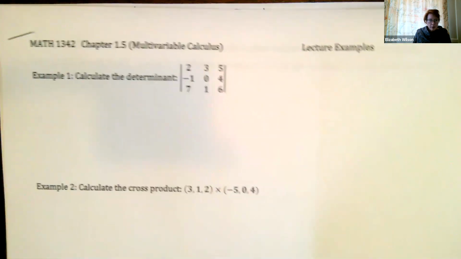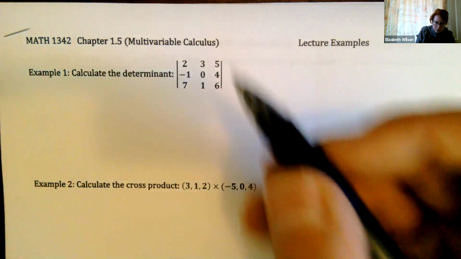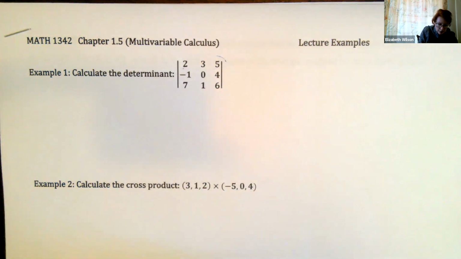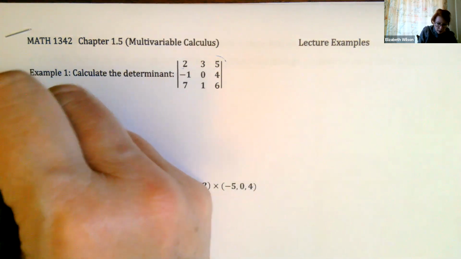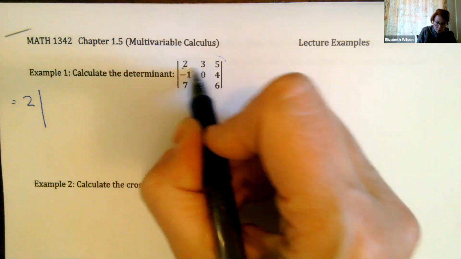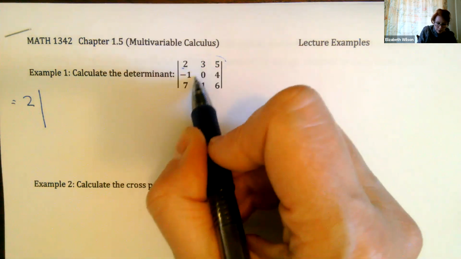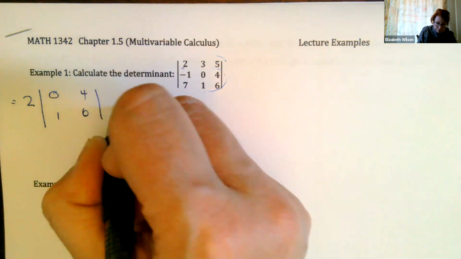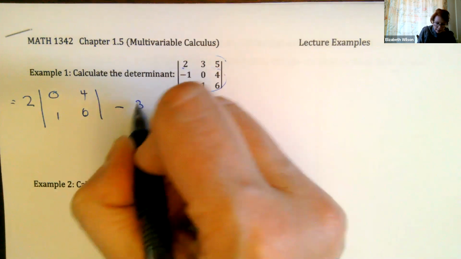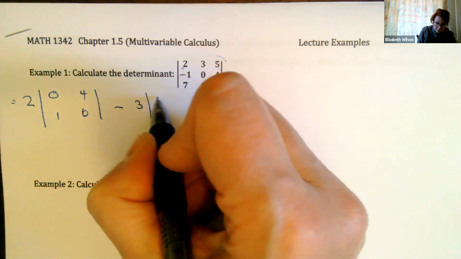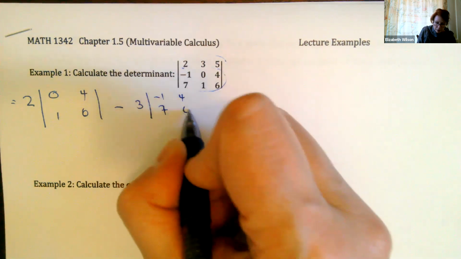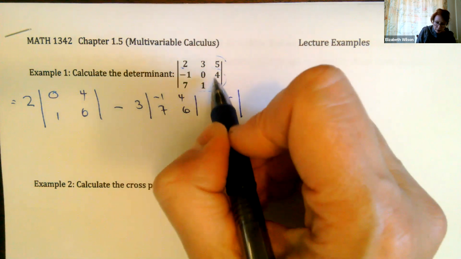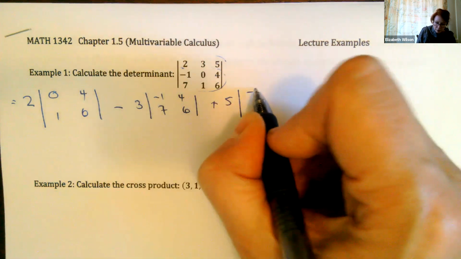All right, example 1, we're going to calculate the determinant. So like I said, we're going to focus on what we call the first row expansion. So I'm going to say this is equal to 2 times first row, first column. I ignore that and I build up a mini matrix, 0, 1, 4, 6, minus 3 times first row, second column. I ignore those. Plus 5 times first row, third column. I ignore those and I build up what's left over.